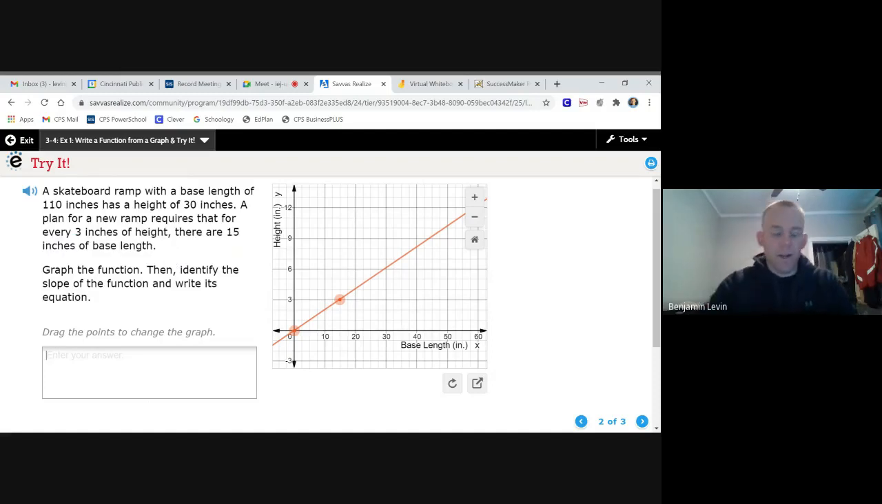Now we need to write an equation. So I'm going to start by putting our linear equation form here. y equals mx plus b. Now we need to find out, what is our M? What is our slope, right? Our M is our slope. So what was our slope? Can anybody give me the value for the slope?